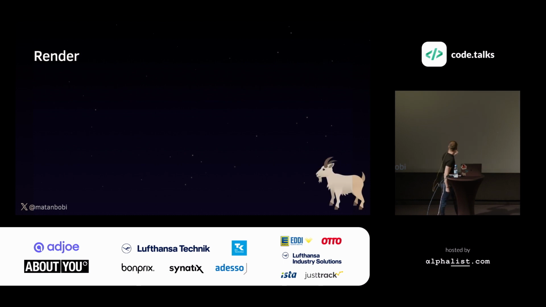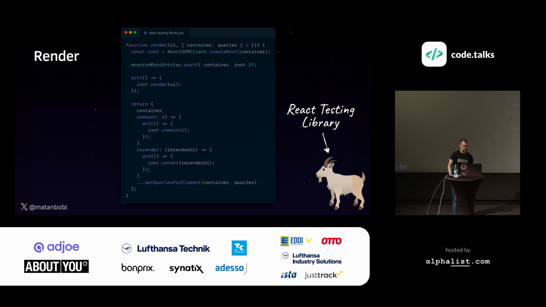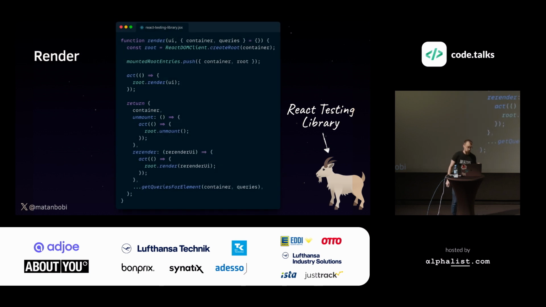Does anyone know this logo? That one? Cool, not a lot. This is the React testing library logo, okay? And whenever you see a logo at the bottom right, it means that this code is implemented only in that package. It means that it isn't implemented anywhere else. And this is our render function, okay?